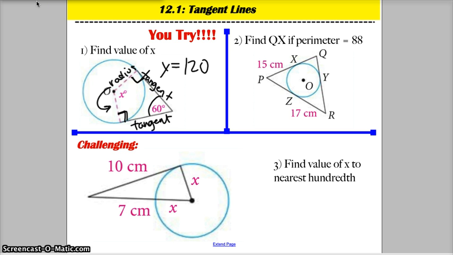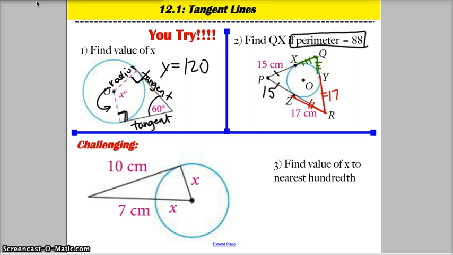Problem number 2, this one's telling you that the entire perimeter adds up to 88. Recognizing from point P to x and then point P to z is the same length, so they must both be 15 centimeters. R to z and R to y are the same length of 17 centimeters. I'm going to add up what I have, subtract it from 88, so that I can determine these 2 missing lengths, which also are the same amount.